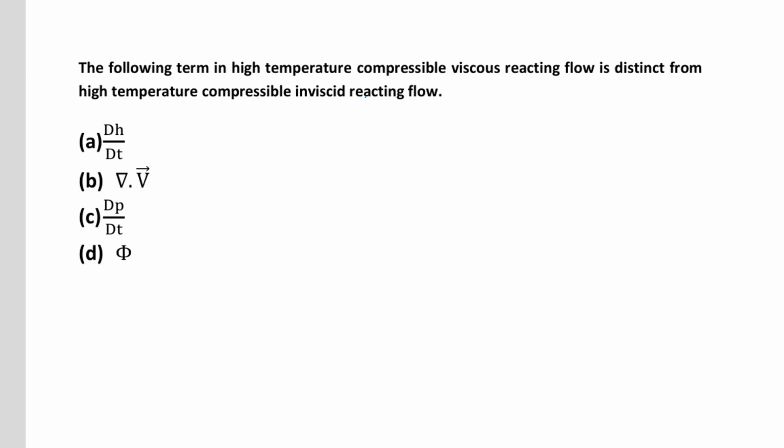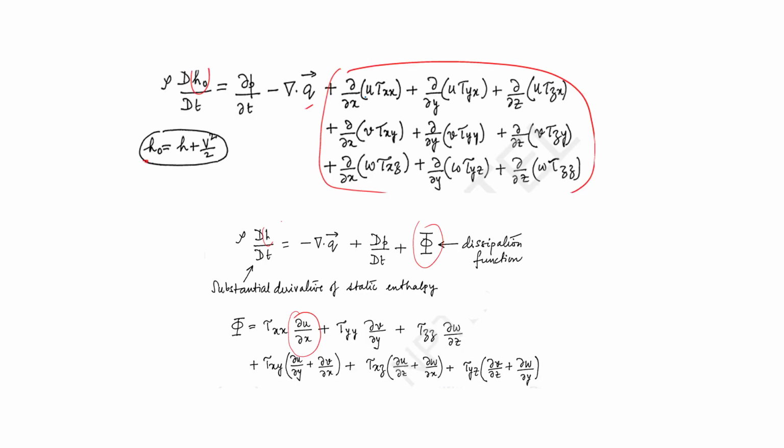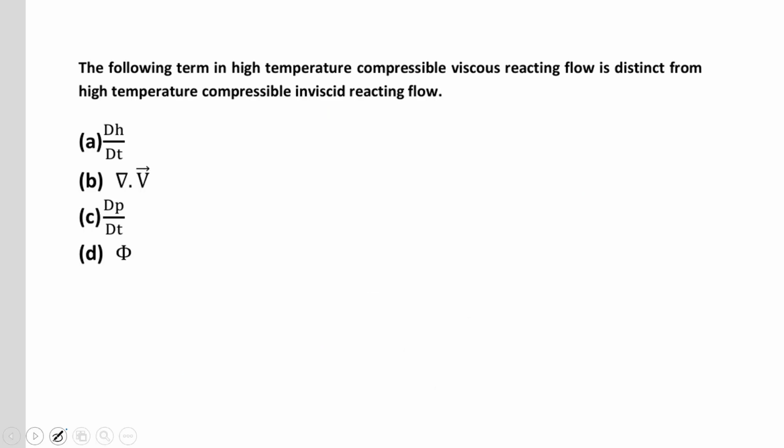So if we compare it with the inviscid compressible flow, the difference will be only in this term, phi, the dissipation function. Why? Because it has tau xy, tau xz and tau yz. So all these have viscosity in them. So due to the viscosity, this term is only present in viscous flow. So this phi term will be the only difference. So option D will be the correct answer.